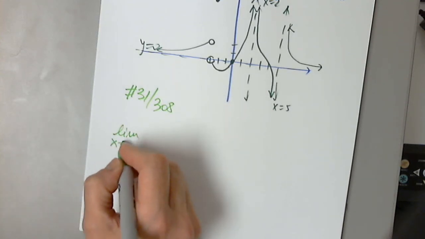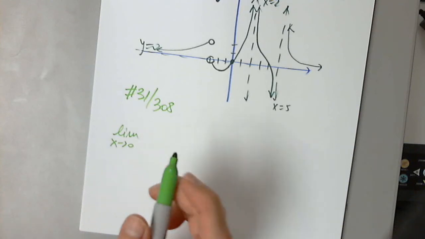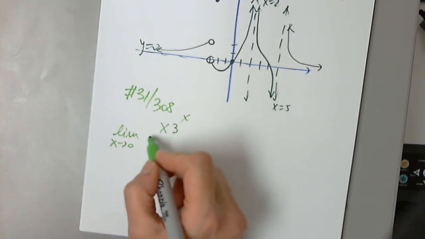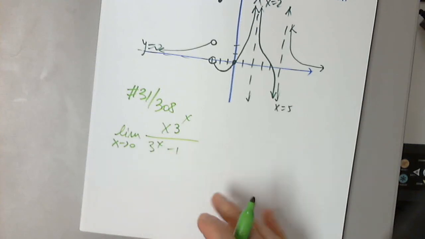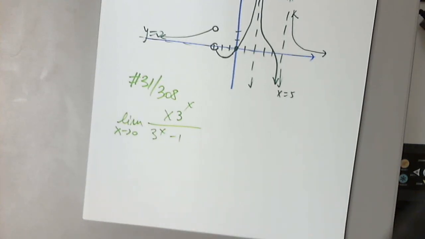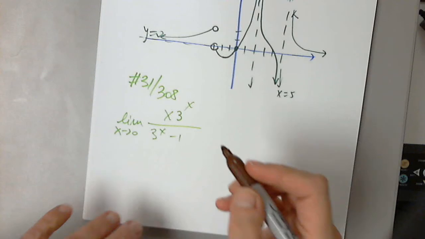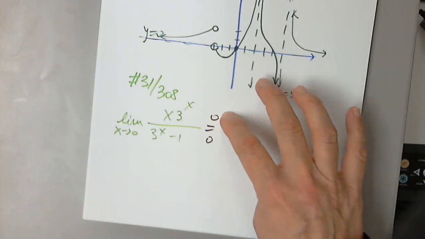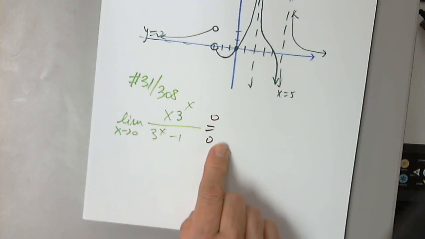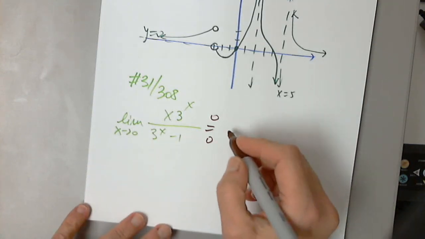The limit as x approaches 0 of x times 3 to the x over 3 to the x minus 1. Okay, ready? So I plug in 0 and I get 0 over 0. Would you accept that? Sure. Because 3 raised to 0 is 1, but 1 times 0 is 0, and then 1 minus 1 is 0. Agreed? So we can apply L'Hopital's rule.